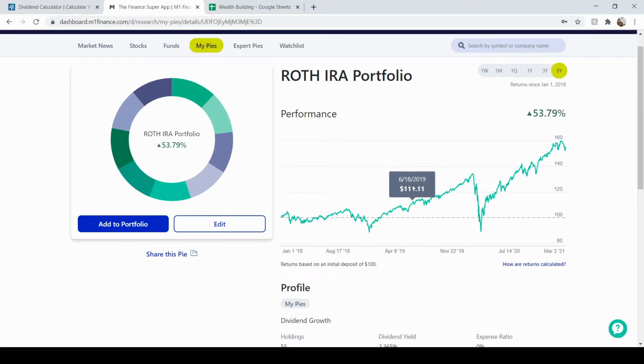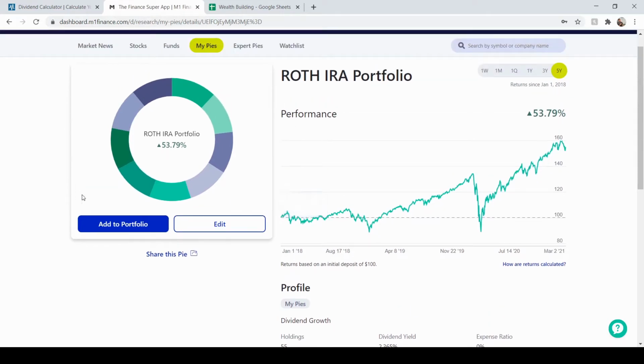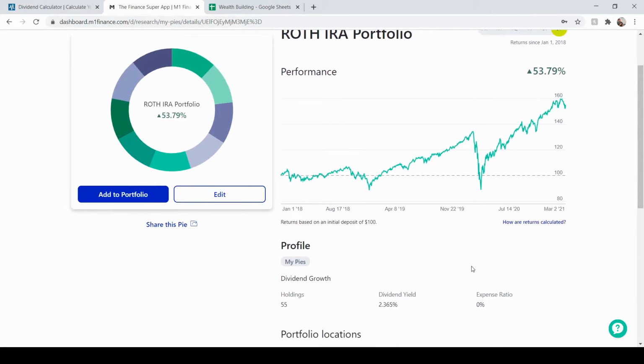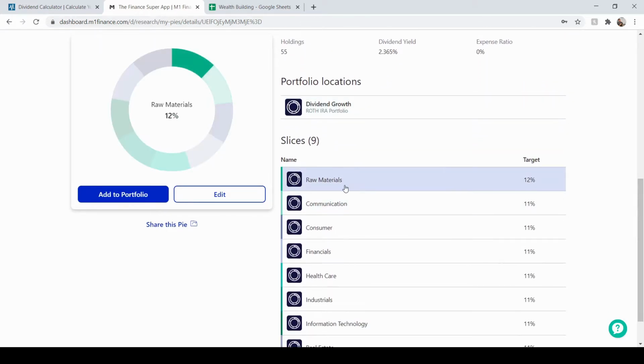If you want to see all my individual holdings, you can check out my M1 Finance Pie, so you can check that out to see what's inside of it. But pretty much, this is kind of what I have as a portfolio. And if you want to check out the actual holdings, you can check out the pie.